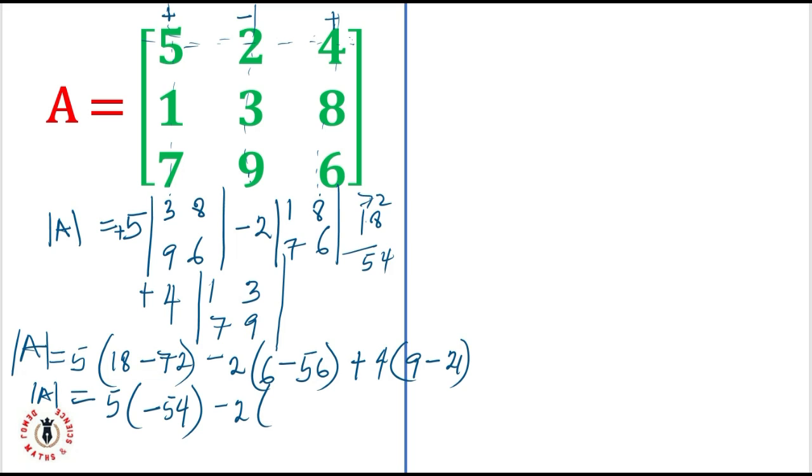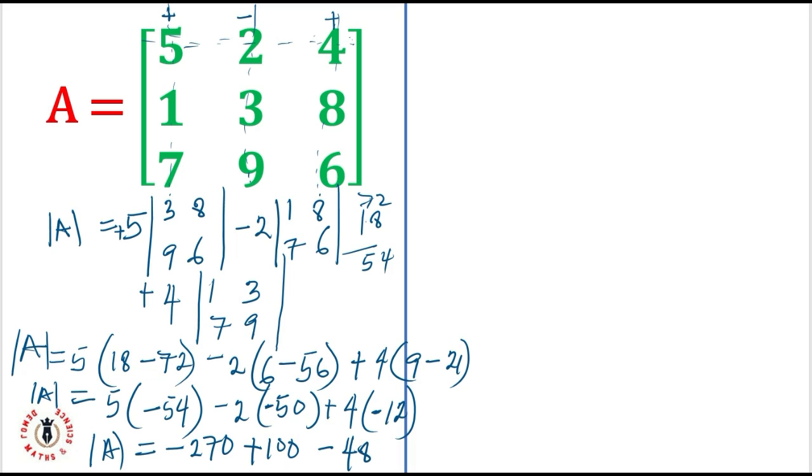into 6 minus 56, that's minus 50. Plus 4 now into 9 minus 21, that's minus 12. And so the determinant of A will be the same thing as 5 times minus 54, that's minus 270. And minus 2 times minus 50, that's plus 100. And 4 times minus 12, that's minus 48.